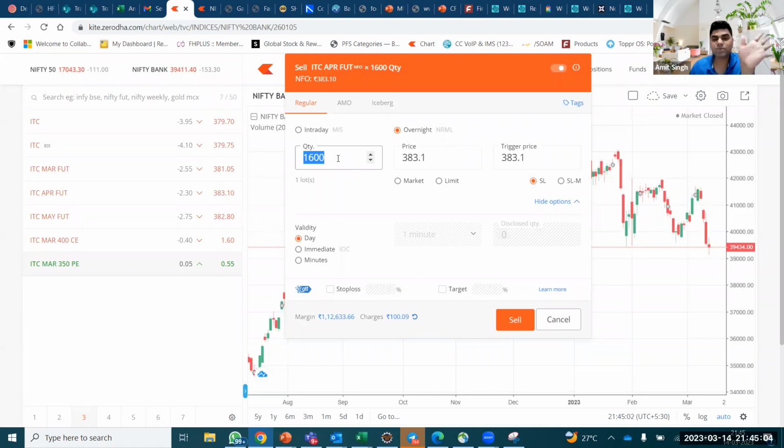Okay, the quantity is almost the same. Now tell me, tomorrow when ITC goes down by 50 rupees, my portfolio will get hit by how much? 50 into 1600, which is around how much? 80,000 rupees, right? So the future will also come down by 50, almost the same, and you will be making 80,000 rupees in the future.